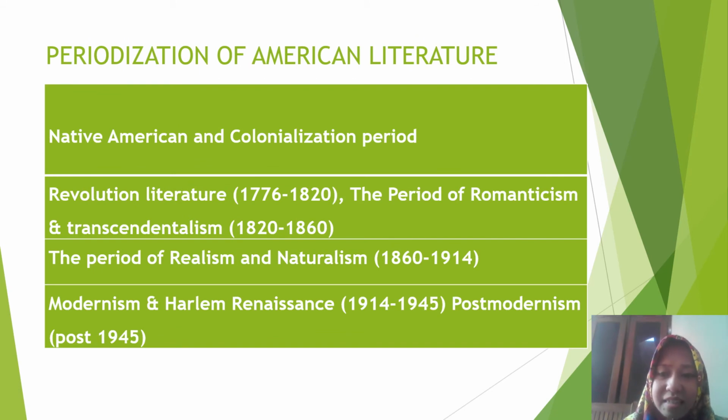And then next, this is the timeline of the periodizations of American literature. The first one is the Native American and colonialization period. Then revolutionary literature, and the period of romanticism and transcendentalism. Remember the novels that I stated before, Moby Dick and Rip Van Winkle, were written in this time. Then we continue to the period of realism and naturalism, and then modernism and Harlem Renaissance, and postmodernism. Remember that The Great Gatsby that I stated in the previous slide was written in this era.